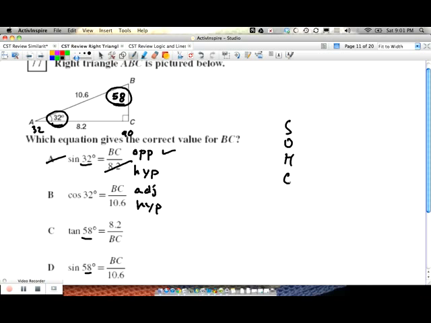How do I remember these? From my acronyms. So, CAH, TOA. The adjacent's not BC, so B is wrong as well.